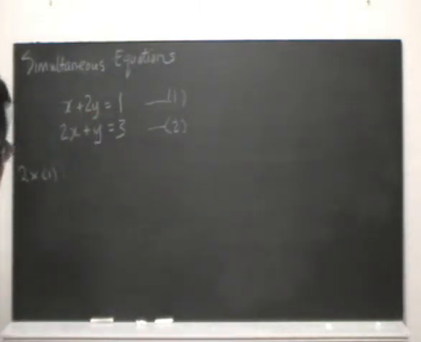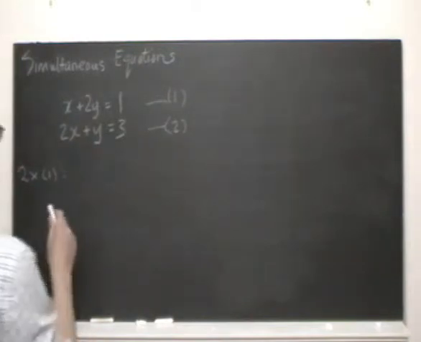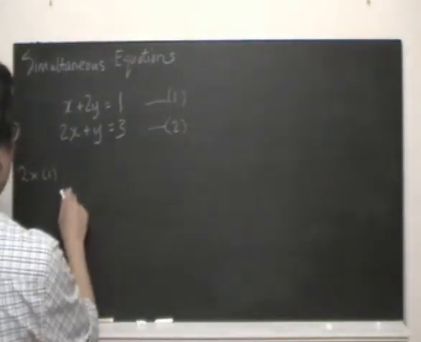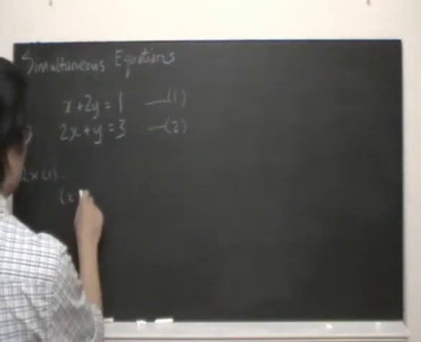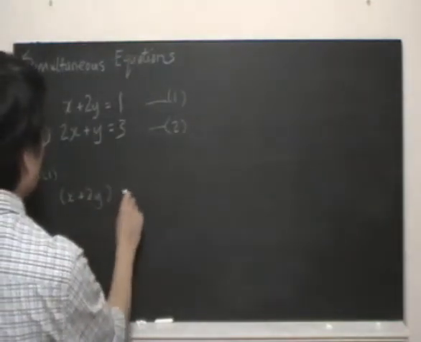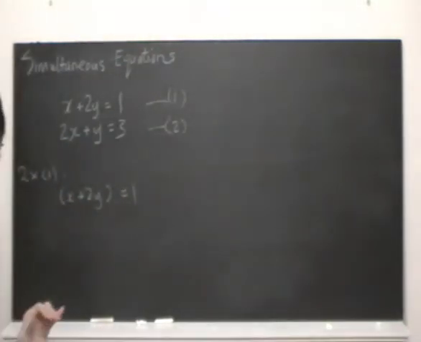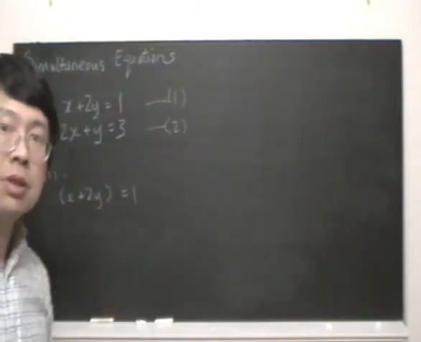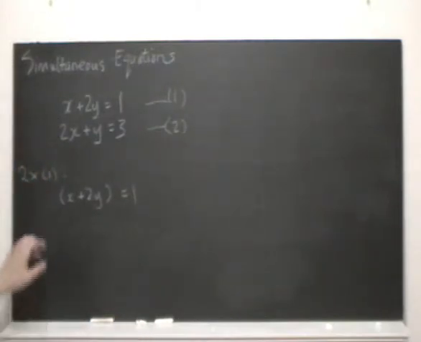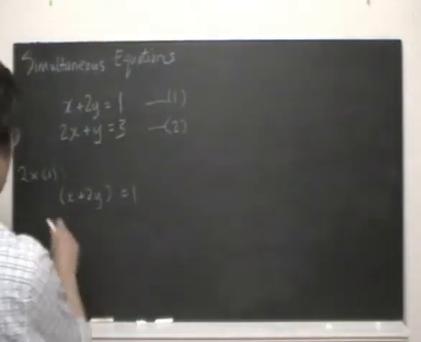Now, to make this quite clear, let me just start by putting a bracket around the left side. A bracket always means that we must do the sum in the bracket first. And then I multiply both sides by 2.